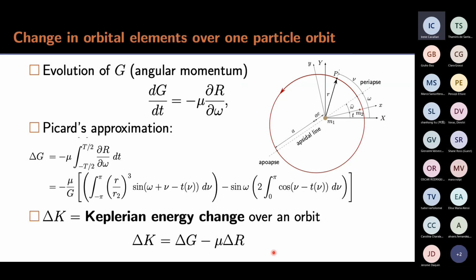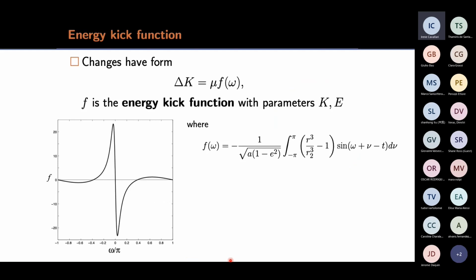The evolution of the G Delaunay variable looks like this, where if we use Picard's first approximation, just to look at what happens, what's the change in G over one Keplerian orbit, we can do an appropriate integral and find out that the Keplerian energy change over an orbit is equal to delta G minus mu delta R. If you combine those, we get that the change during one close encounter, or during one period of the particle, has the form of the mass parameter mu times a function of the argument of periapsis in the rotating frame. So we call this the energy kick function, and it has as parameters the Keplerian energy and the three-body energy.